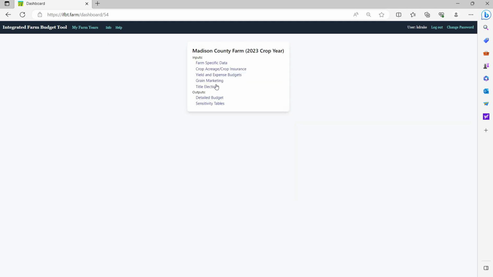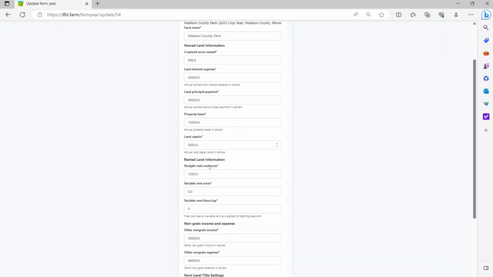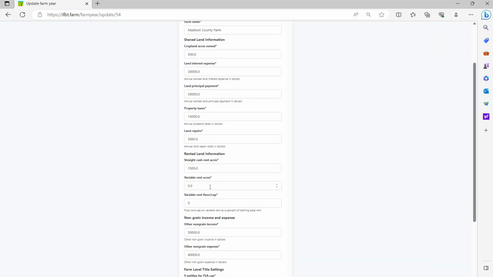I'm going to go back to the dashboard. The way we set that up is as follows. We'll go into farm-specific data. This is where we originally set our cash rent, our acres as straight cash. We're going to now put those as variable. So we're going to move our 1,500 cash rent acres out of straight cash rent, and move them to variable rent.